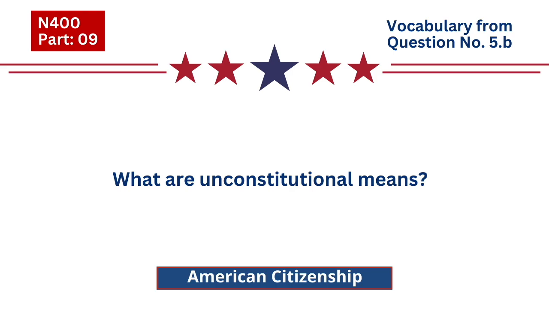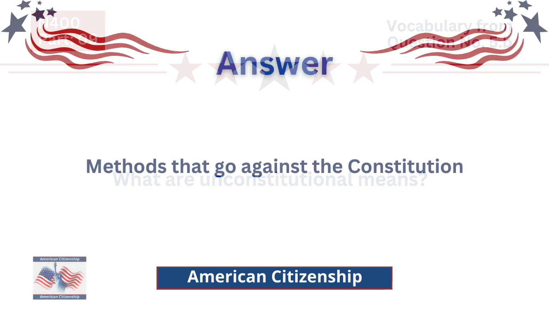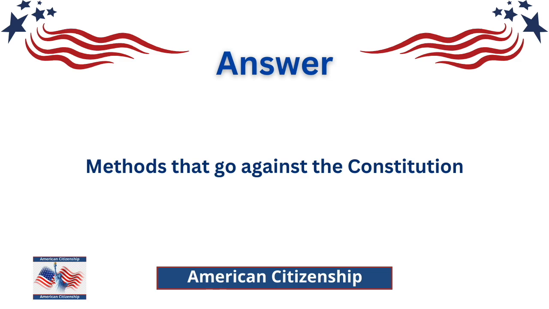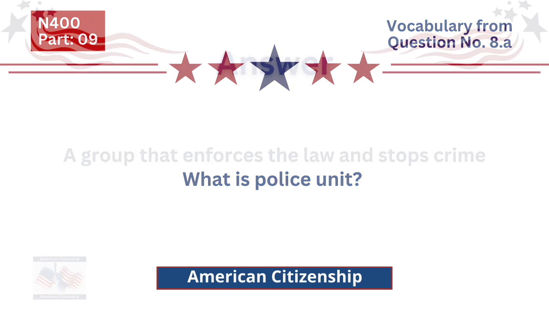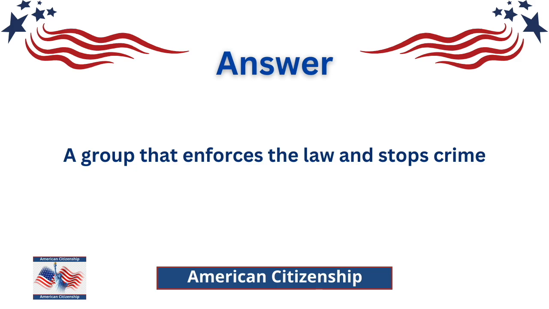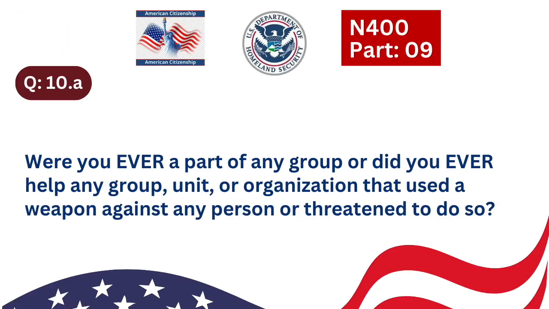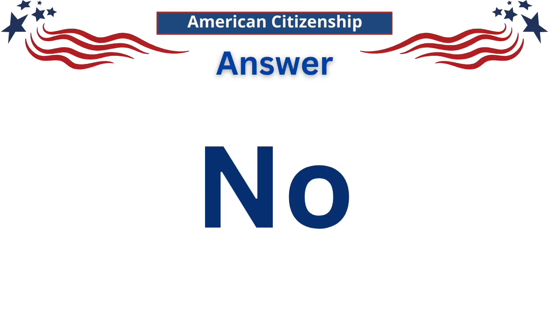What are unconstitutional means? Methods that go against the Constitution. What is police unit? A group that enforces the law and stops crime. Were you ever a part of any group, or did you ever help any group, unit, or organization that used a weapon against any person or threatened to do so? No.